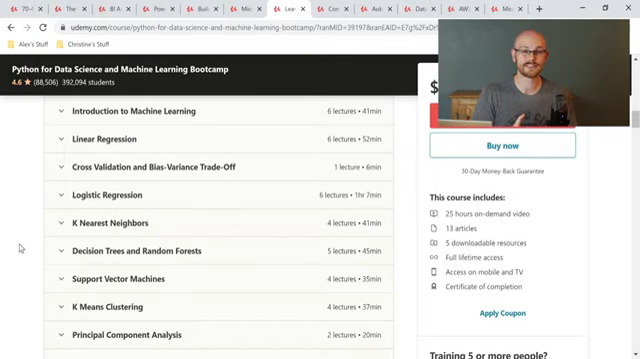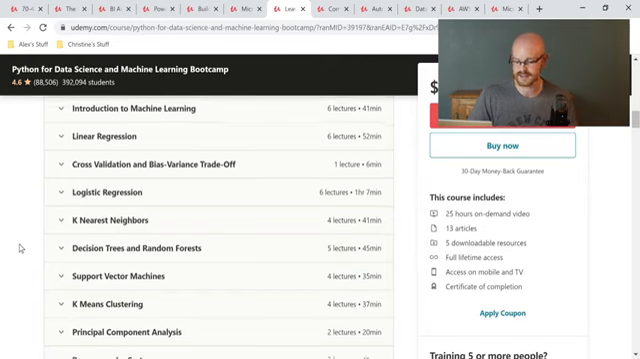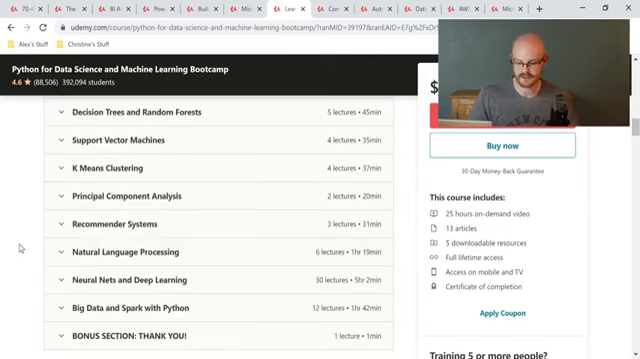The very next thing in this course is a little bit on machine learning. Now, you may not use machine learning or need to know machine learning at all, but I think that is extremely important just to know some of the terminology and how some of these things are used. So some of the things that you're going to learn about machine learning are things like linear regression, cross-validation and bias variance trade-off, logistic regression, k-nearest neighbors, decision trees, random forest, support vector machines, k-means clustering, principal component analysis, recommender systems, NLP, neural nets, deep learning, big data, and Spark with Python.